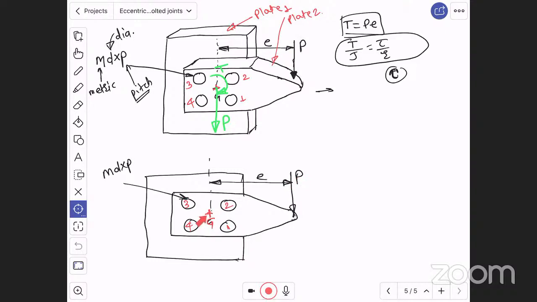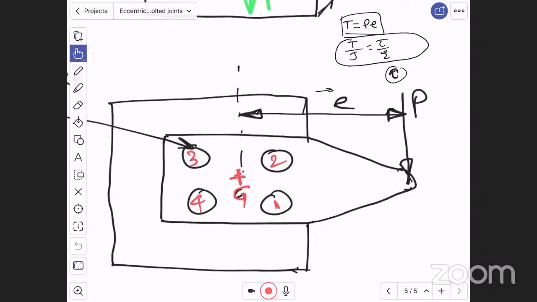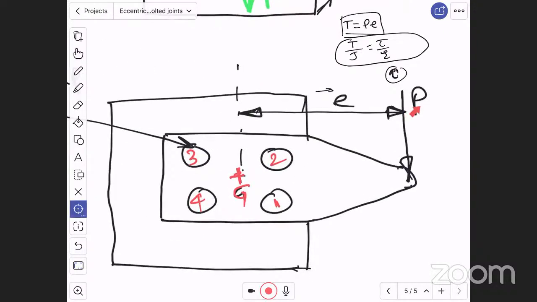See, in 2D view, observe the 2D view. In this 2D view, this force P we can directly put at G, but along with the force, we have to put the torque also. So directly put this P at G like this. But whatever may be the torque created, this torque is equal to P into E. That also we have to put at G. Right? This is the loading.